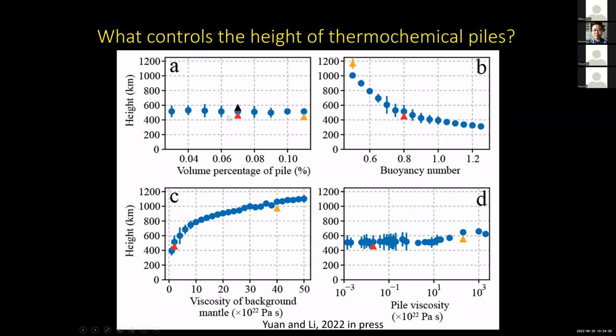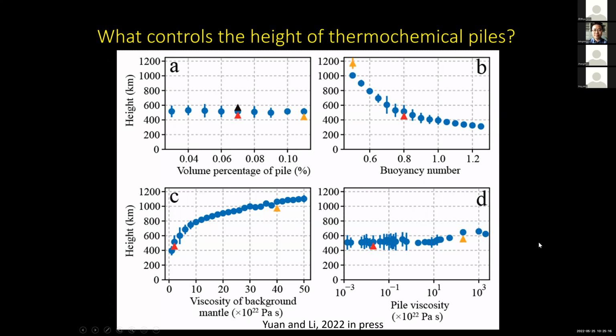And as you can see, the height is not very sensitive to the volume percentage of the pile. Okay, and in figure B, we increase the density, which is represented by the buoyancy number. You can see as you increase the density, the height of the pile becomes lower and lower. Okay, and in figure C, we increase the background mantle viscosity. As you increase background mantle viscosity, the height of the pile also increases quite significantly from this figure.